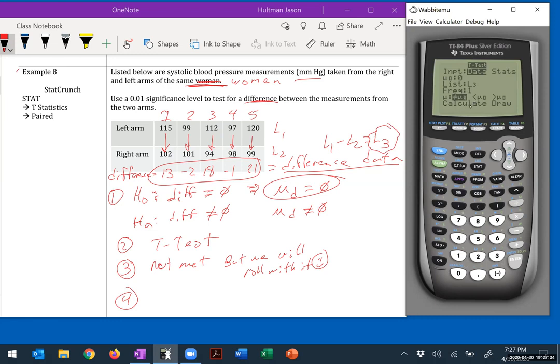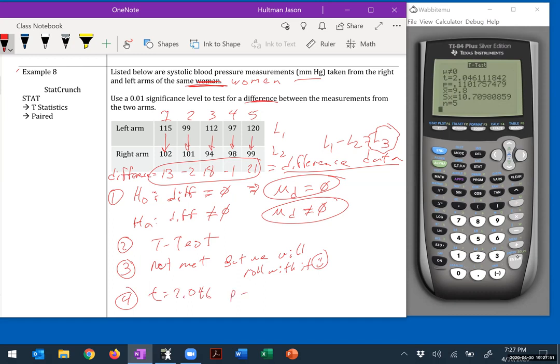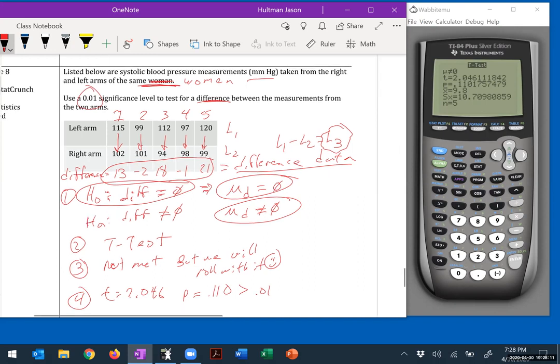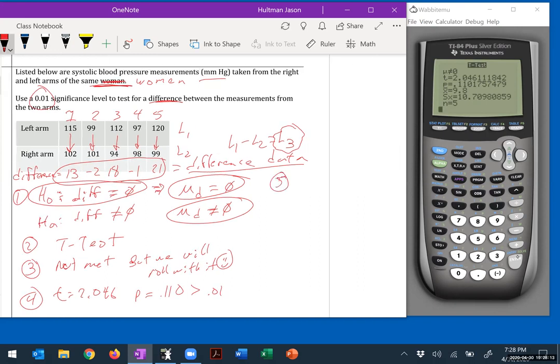And then mu is the difference is not equal. That's the alternative, not equal. And then I'm going to hit calculate. And this tells me that I have a t-score of 2.046 and a p-value of 0.110, which is greater than my significance level, which is 0.01. And so what do we do? Okay, I accept that there is no difference, just like before. So we accept that there is no difference here.